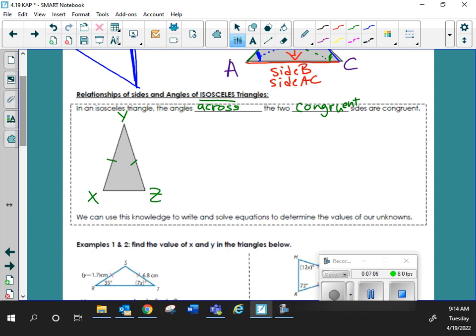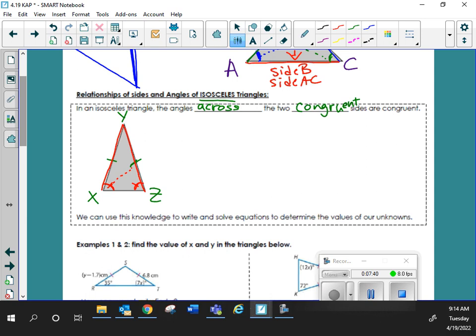So what this says is in this isosceles triangle, the angles across from those two congruent sides, okay? Let's first look at YZ. What angle is controlling this side? Angle X, very good. The angle across from it, that angle right there. And then what angle is controlling this side? Angle Z. It says, again, in the isosceles triangle, the angles across, so angle X and angle Z, because the sides across are congruent, those angles are going to be congruent.